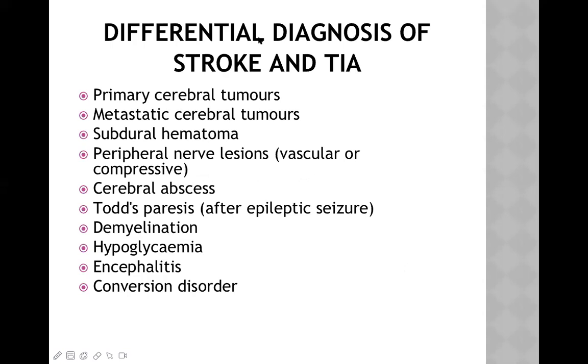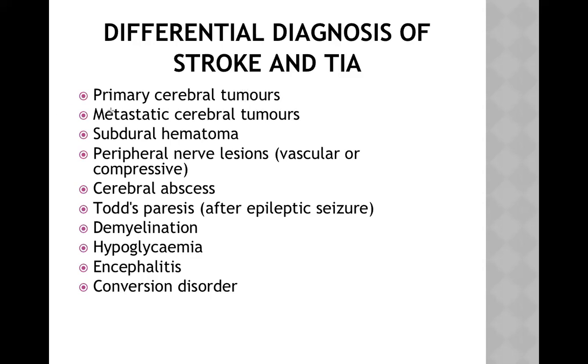Now, before we go on to the discussion of other related things in stroke, let's talk about differential diagnosis of stroke and TIA. I'm sure every student knows by this time what is differential diagnosis. It means the clinical features may be similar in different conditions, like primary brain tumor or primary cerebral tumor. A brain tumor is a space-occupying lesion inside the brain.